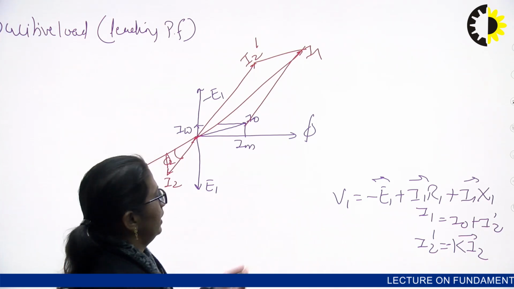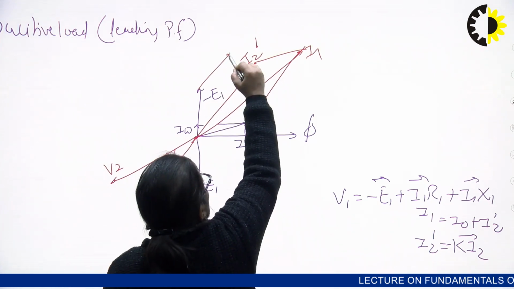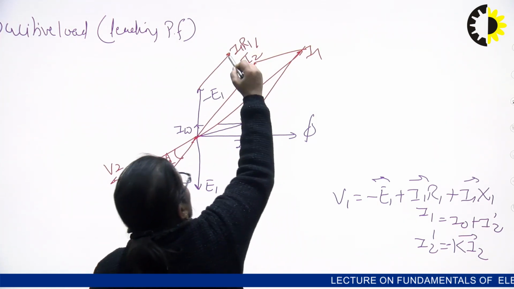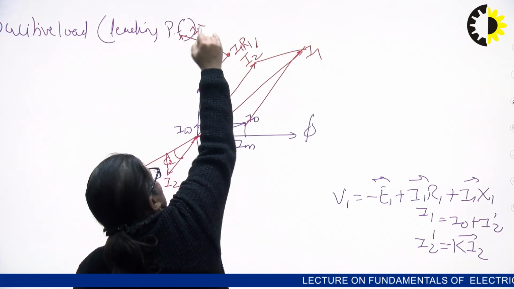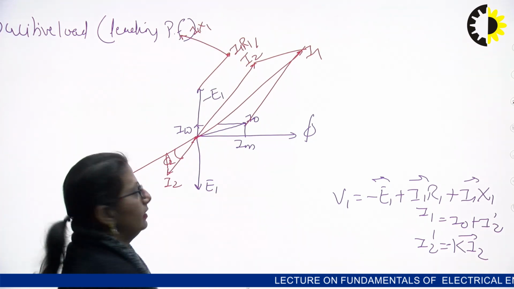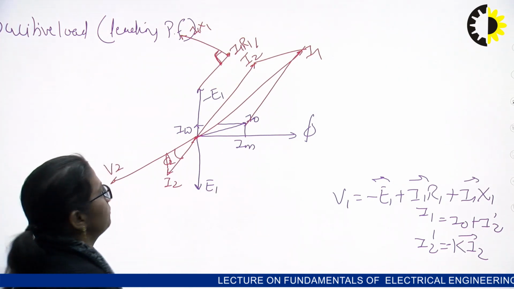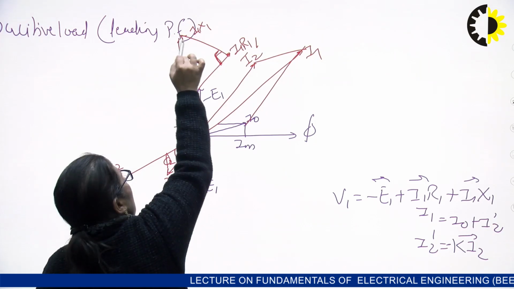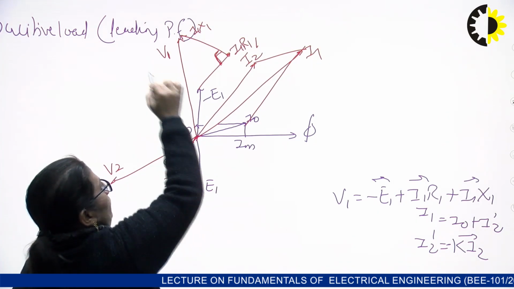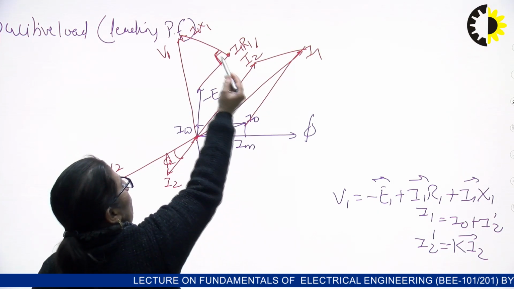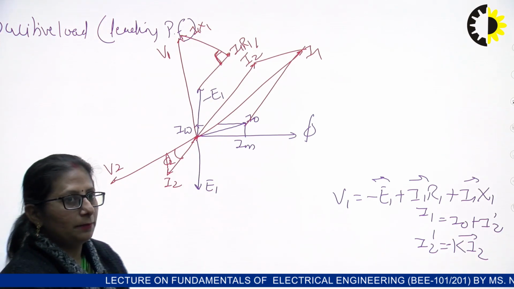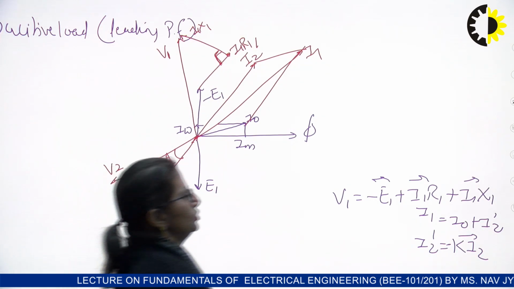I1 is here, so I1 R1 will be in the same phase as that of I1. I1 X1 will be 90 degree. We have just discussed it in the earlier case. And now, what is this total? This is V1. So, V1 is equals to minus of E1 plus I1 R1 plus I1 X1.